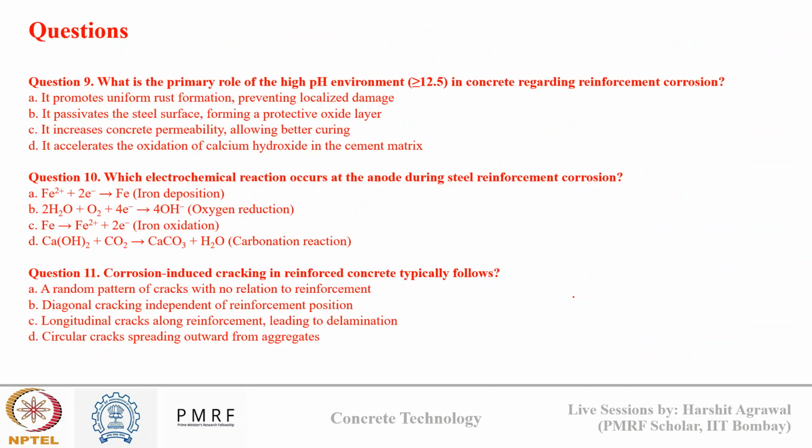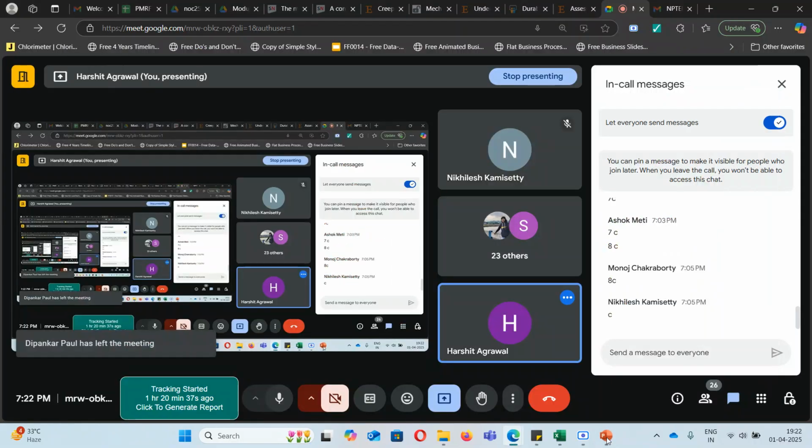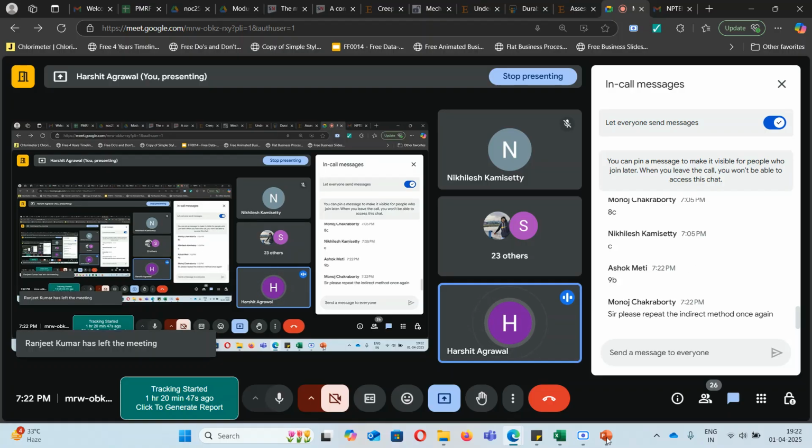Now try to answer these three questions based on the basic discussion that we had about corrosion. And in the meantime, if anyone has any doubt regarding the corrosion discussion that we have had right now, they can ask freely. Any doubts in this initial part of corrosion? What is the importance of corrosion? Why, how corrosion occurs, thermodynamics, kinetics?